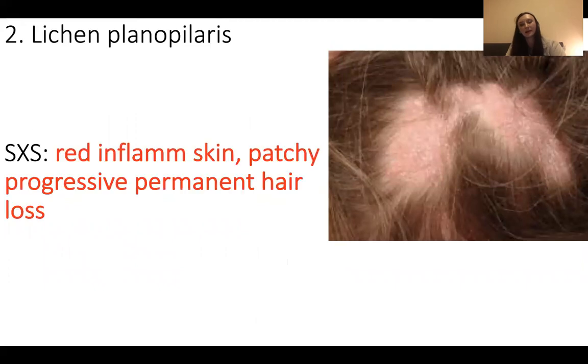Lichen planopilaris is going to be red, inflamed skin, patchy, progressive to permanent hair loss.